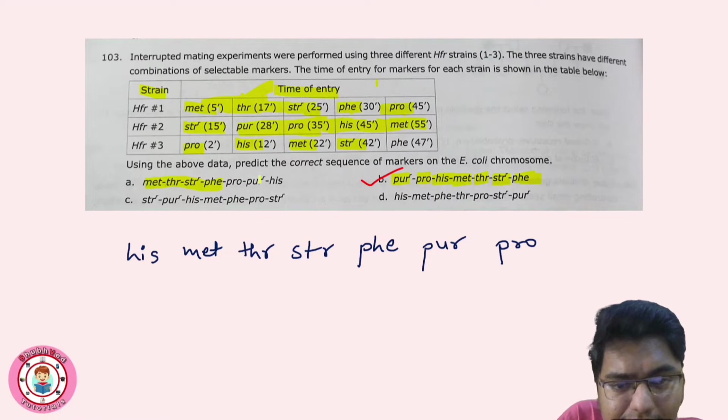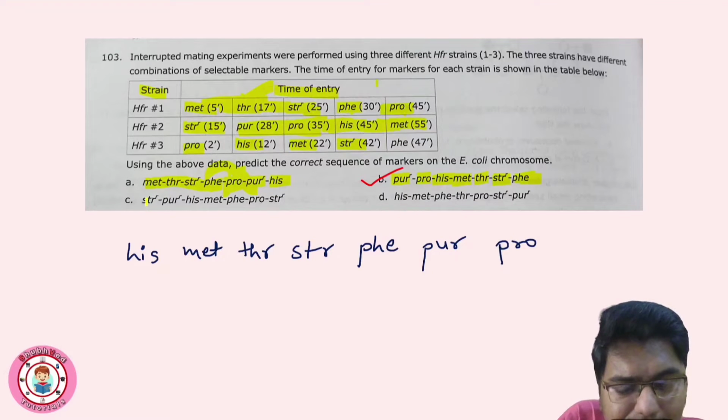Between phenylalanine and proline, there should be puromycin. Here it is given that puromycin is afterwards and proline is in between. So this sequence is wrong. The sequence should be phenylalanine, puromycin, proline and histidine. The rest is correct. Here it should be the sequence phenylalanine, puromycin, proline.